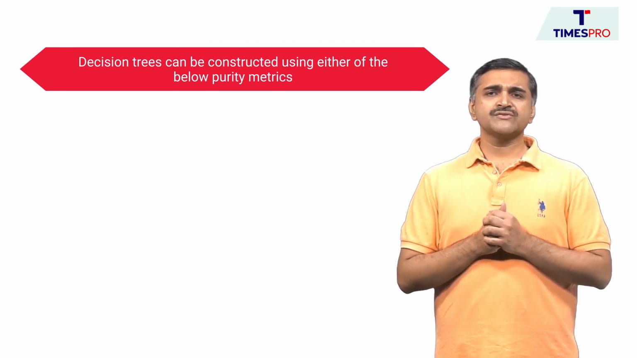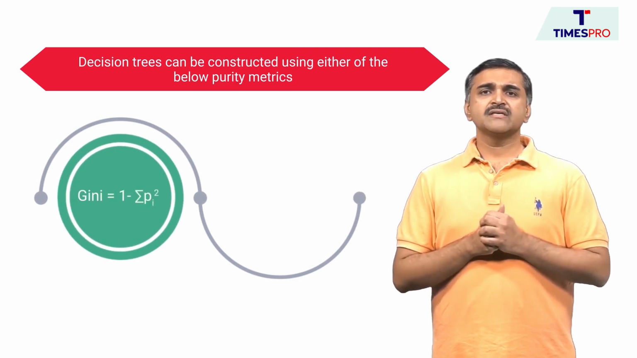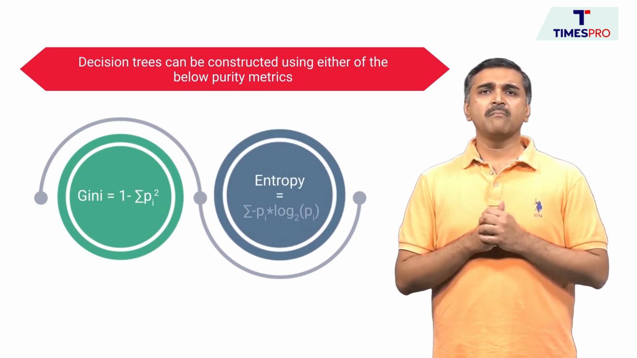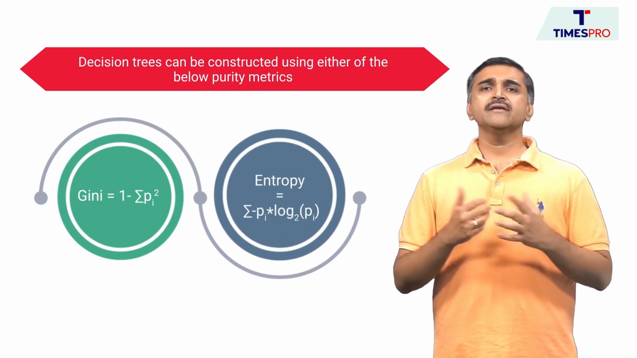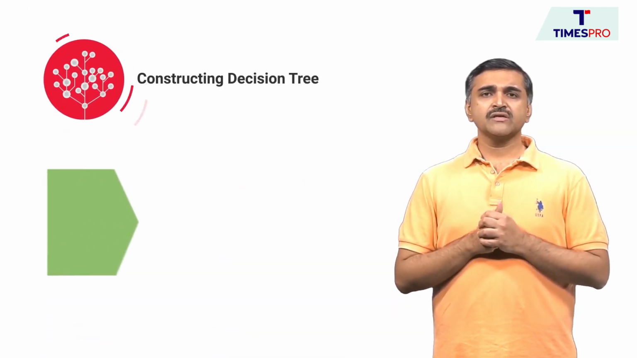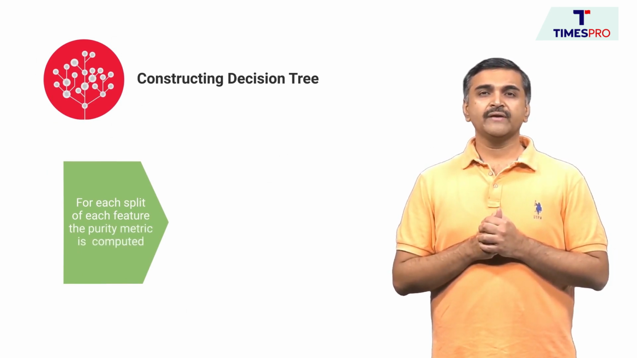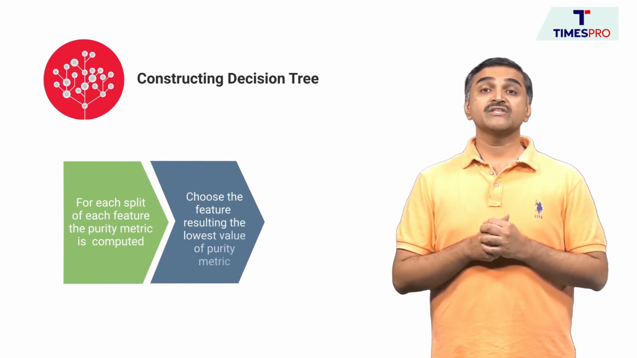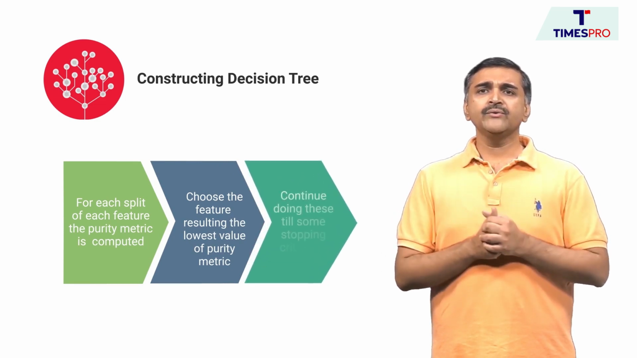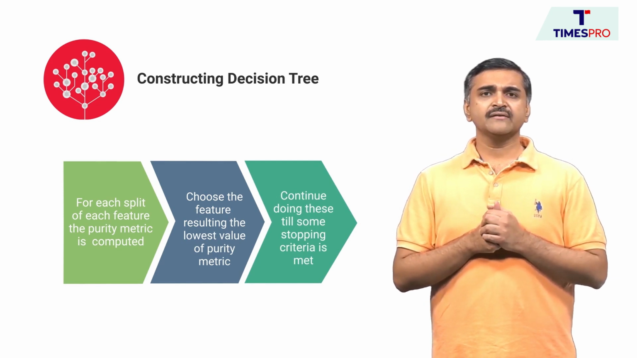Decision trees can be constructed using either of the below purity metrics. Gini is 1 minus the summation of pi squared, and entropy is minus summation of pi logarithm to base 2 of pi. For constructing decision trees, for each split of each feature, the purity metric is computed. We are going to choose the feature which results in the lowest value of the purity metric. We are going to continue doing this till there is some stopping criteria specified.